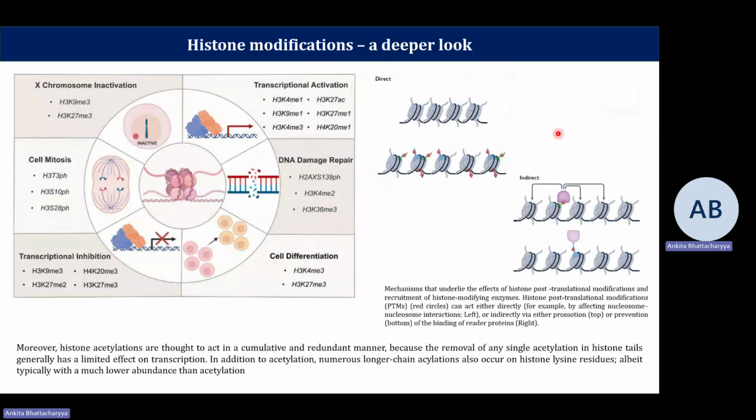Next, if we look at histone modifications and the effect they have on physiological processes, they have a role. It's not just transcription, but there are also other processes which they can influence. For example, if you look at this pie chart or graphical abstract, you'll see that the first example is transcriptional activation.